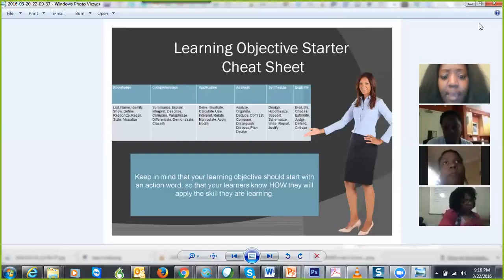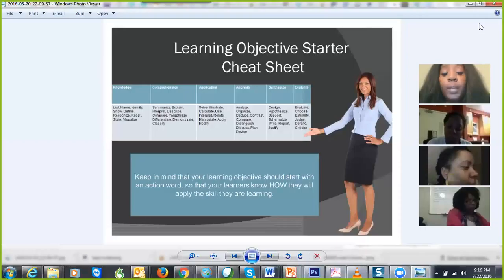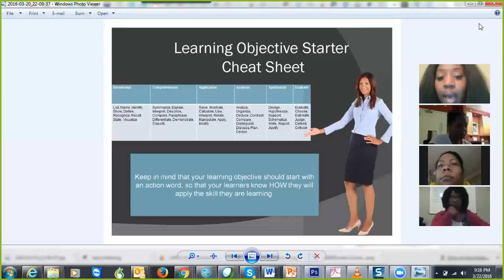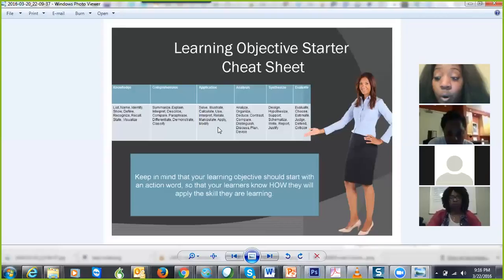So let's just say that your goal is to get them to apply something. You want them to apply what they learned. Then the words underneath application are great examples of words that you can use for those skill sets that would require application. So let's just say you want them to learn how to read a food label.